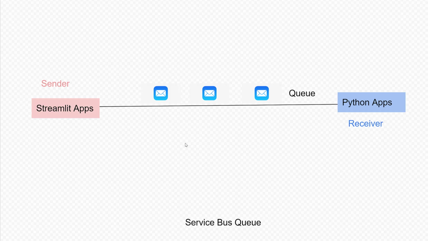So let's talk quickly about the queue. The queue in Azure is a very simple queue. It is a first in, first out queue. You put the messages, and the other apps which are listening, which are the receivers on the queue, can get those messages. Now these queues are very durable.